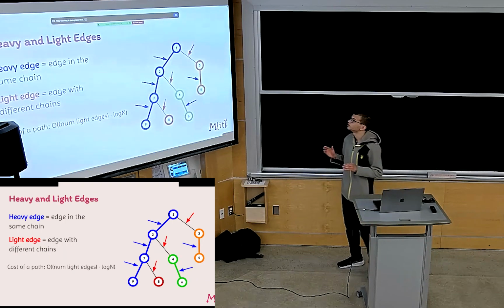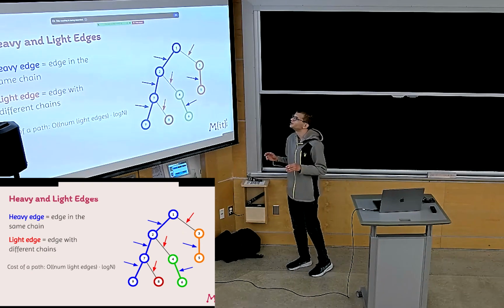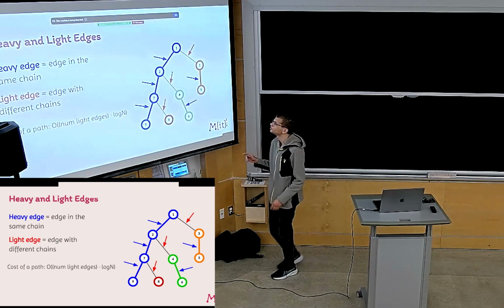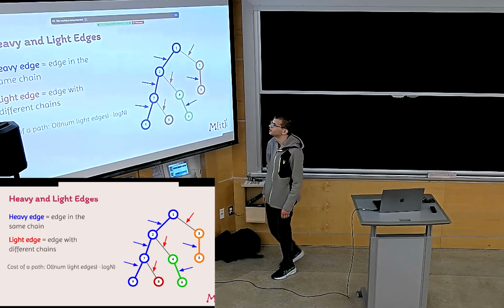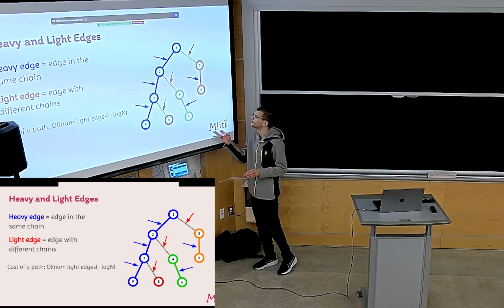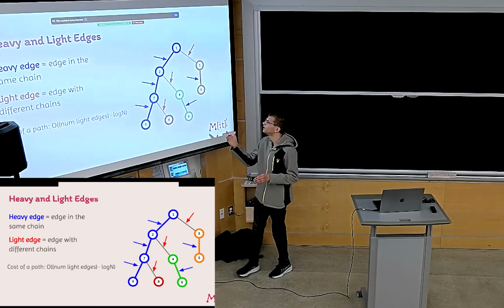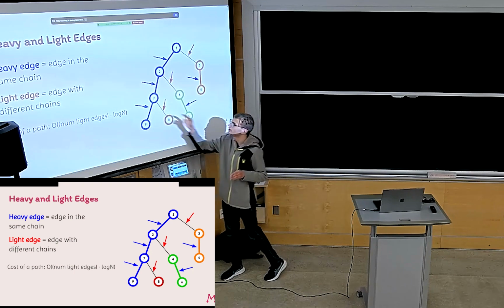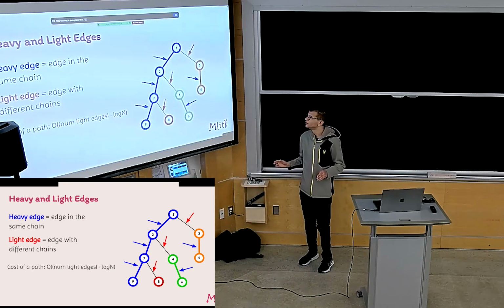So let's introduce some terminology. We will call an edge heavy if it connects two nodes that are in the same chain, and we will call an edge light if it connects two nodes that are in different chains. In this diagram, each chain is highlighted with a different color, and the heavy edges are the ones that are highlighted.